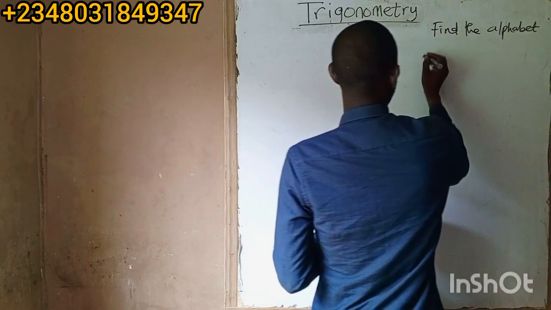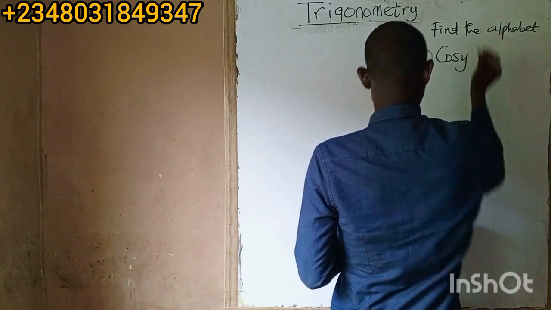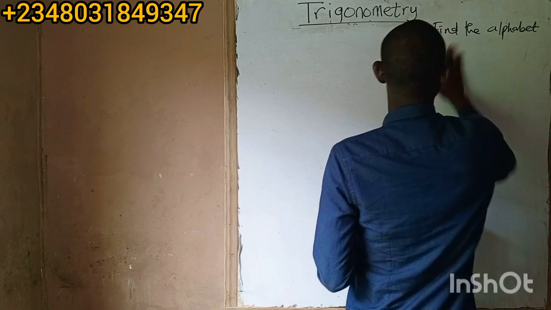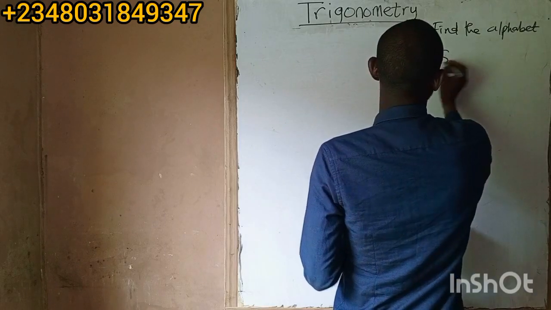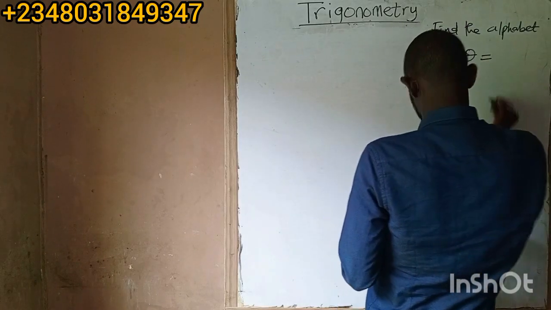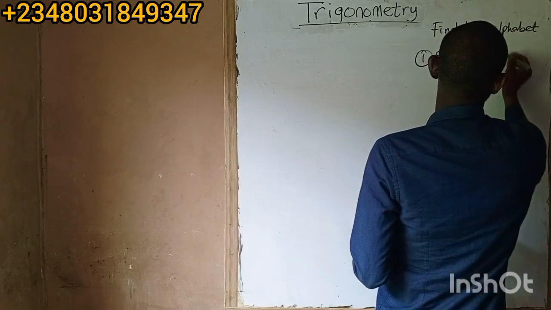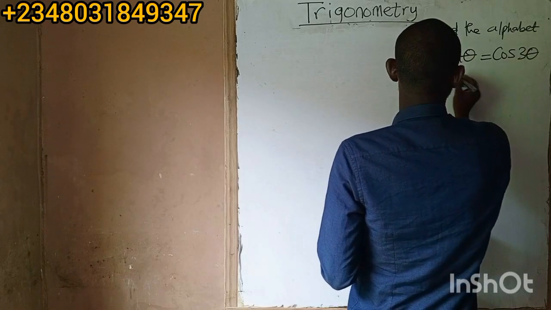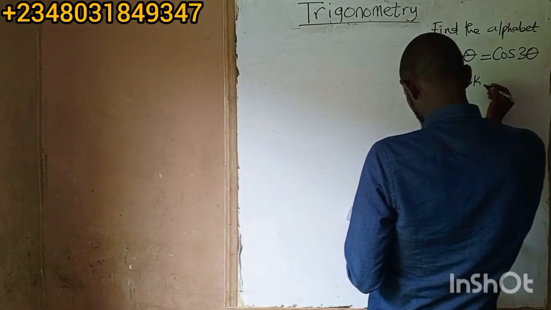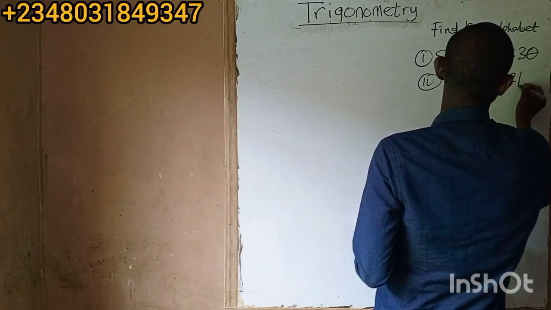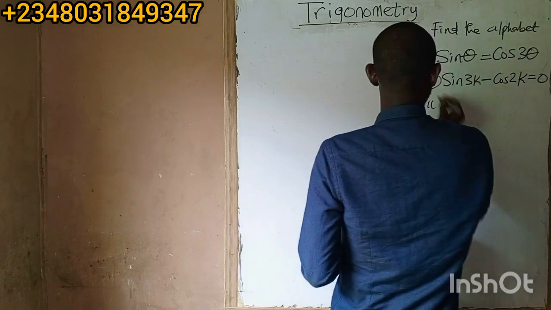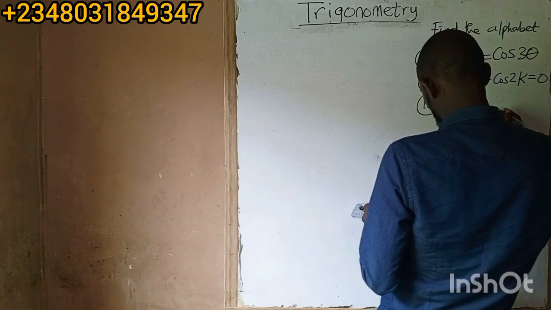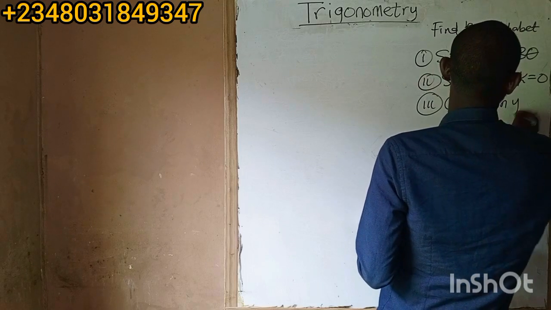The first one, we are given sin theta is equal to cos 3 theta. Second one, we are given sin 3k minus cos 2k equals 0. Then third one, we are given cos y equals sin y plus 22.